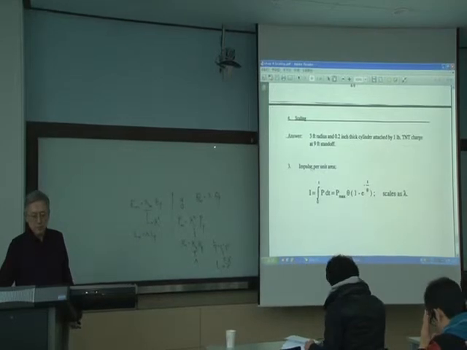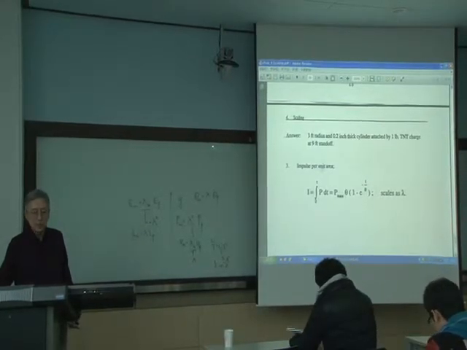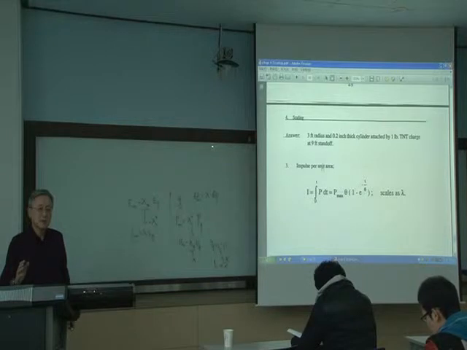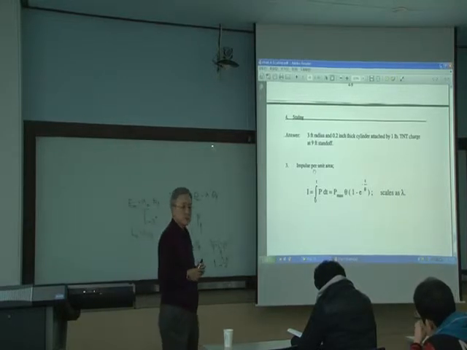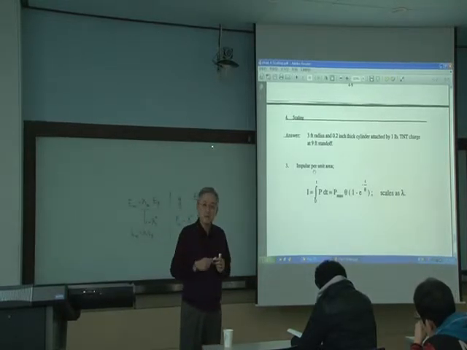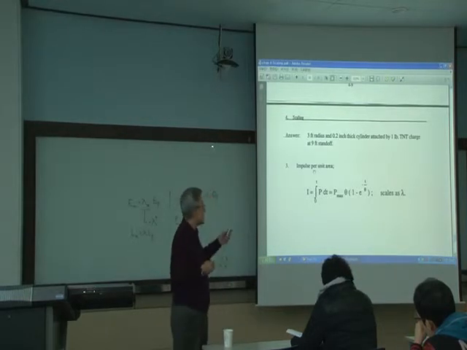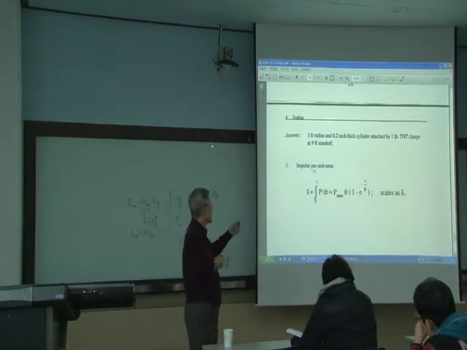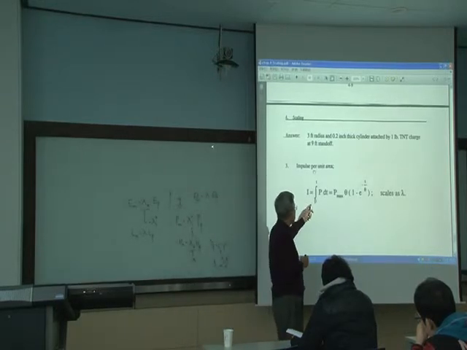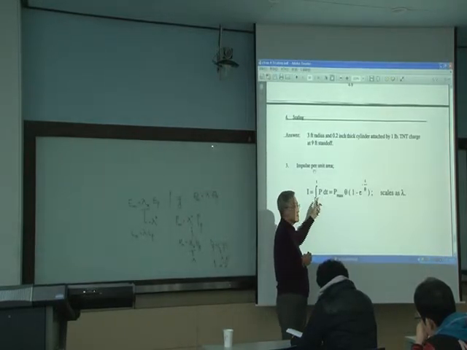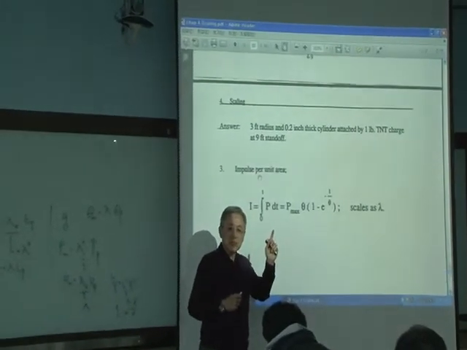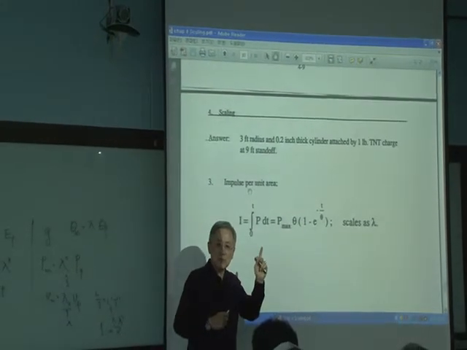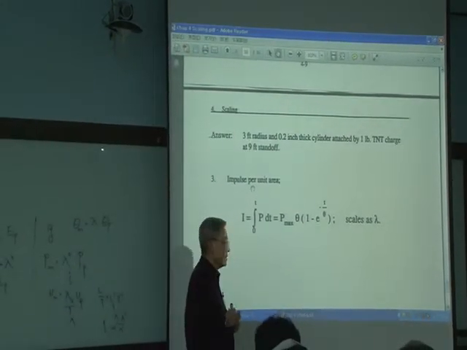Impulse per unit area, something like a Taylor plate. Impulse, what's the physical dimension for impulse? Impulse is right here. This is per unit area. Impulse is the area under the force curve, right? In this case, it's per unit area, so you have to divide it by L squared.